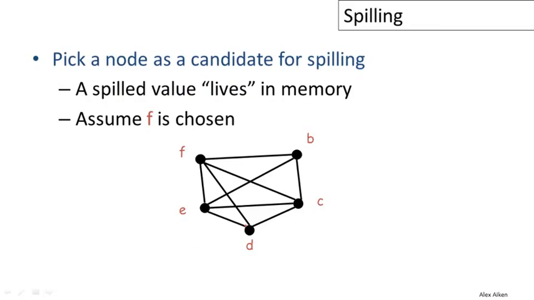So in this situation, what we're going to do is pick a node as a candidate for spilling. This is a temporary that we think we may have to assign to a memory location rather than to a register. And let's just assume, for the sake of this example, that we pick F. And we'll talk later about how to choose the node to spill. There's a number of different ways to choose the particular node to spill. But for the illustration of this example, it doesn't matter how we pick it. We just have to pick one to remove from the graph. Okay, so we're going to spill F.